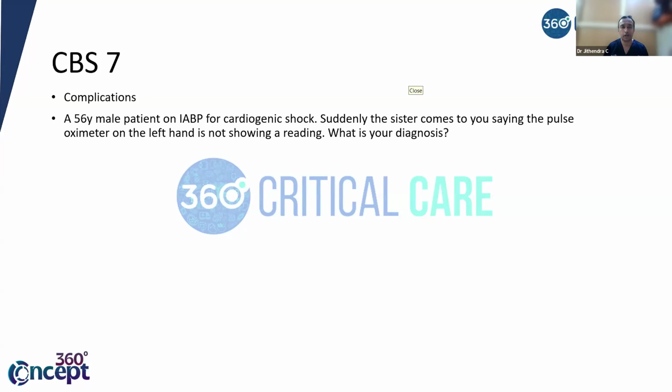So complications. You get a question on complications. A 56-year-old male patient on IABP for cardiogenic shock. Suddenly the sister comes to you saying the pulse oximeter on the left hand is not showing a reading. What is your diagnosis? I'll read the answers. Catheter displacement, do a chest X-ray, reposition it, correct. It should be at the level of the carina. Answer absolutely fine. I mean, you're all experts now. So yes, do a chest X-ray, confirm the position.